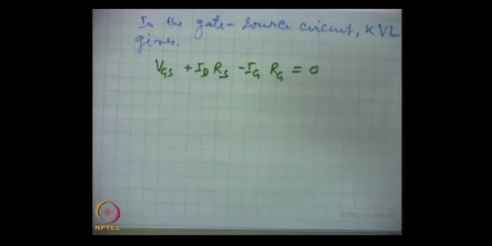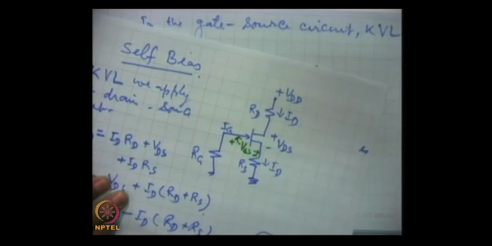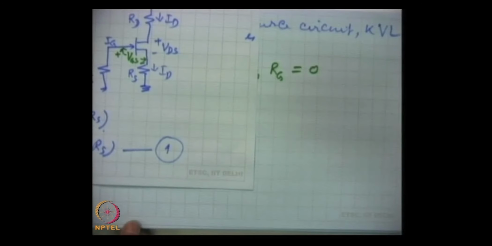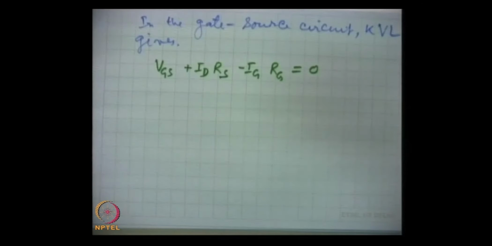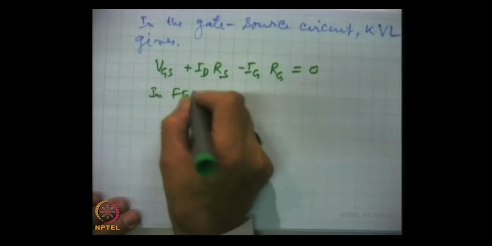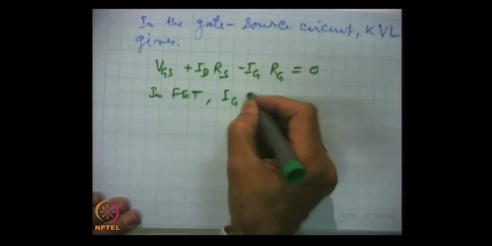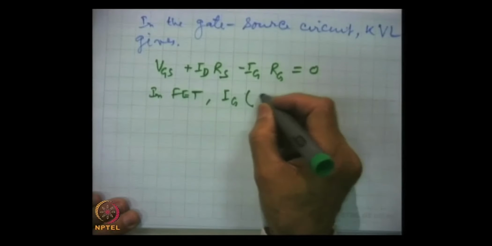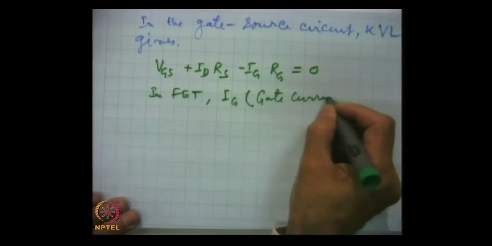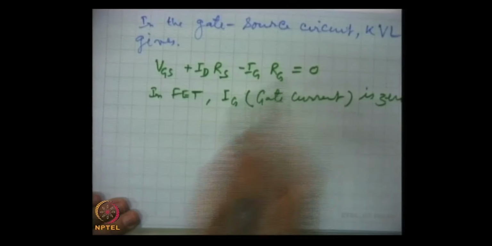And in FETs we know that the gate current is normally very close to 0. It is in picoamperes or less in well designed devices. So, in FET or even for MOSFETs, the Ig, gate current, is 0.